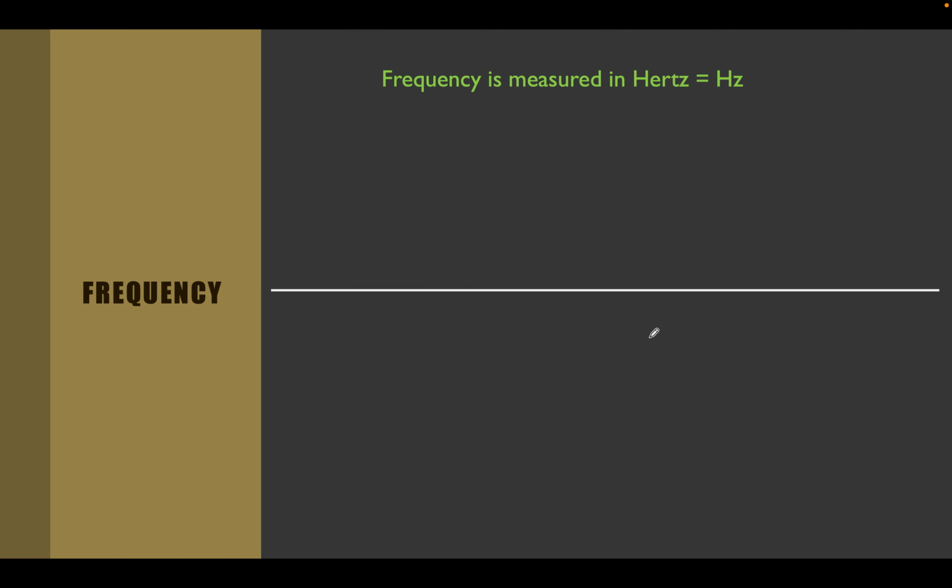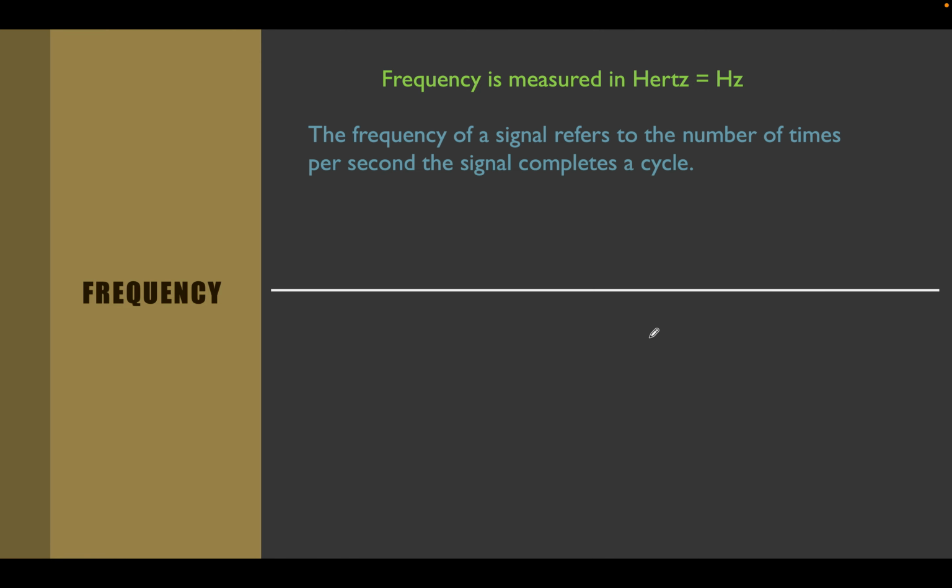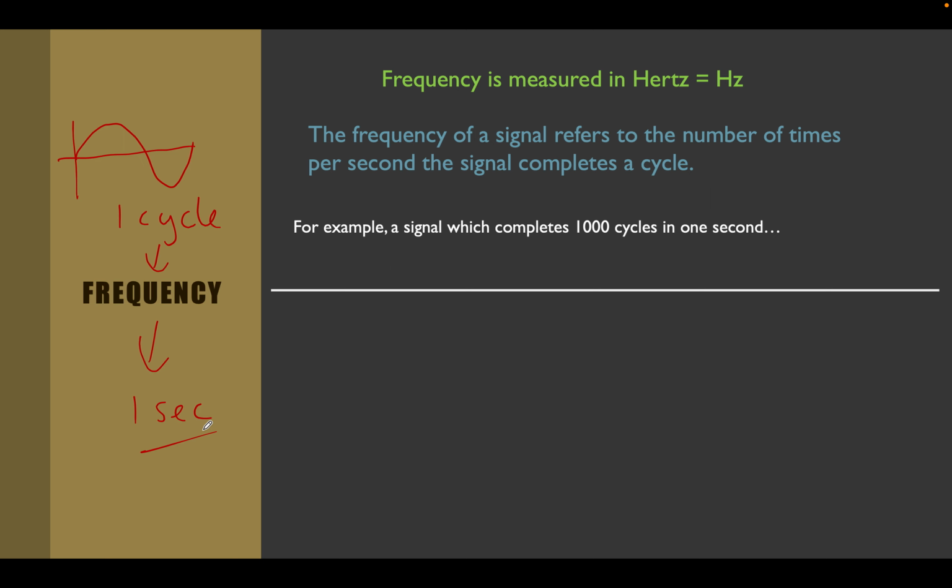Fine. Okay, so frequency is measured in hertz. I mentioned this previously on the other video. And the frequency of a signal refers to the number of times per second the signal completes a complete cycle. So let's draw it over here again, just so we get a visual idea of what it means. So that's one cycle, yeah? One cycle. So frequency is how many times it does that in 1 second. So for example, a signal which completes 1,000 cycles in 1 second is going to have a frequency of 1,000 hertz or 1 kilohertz.